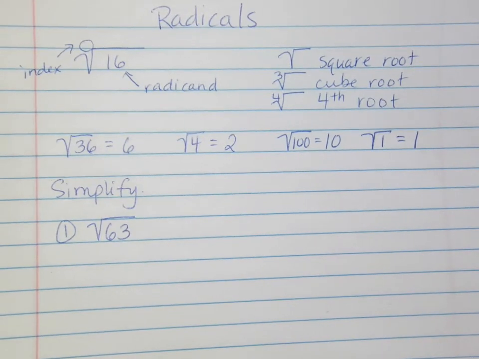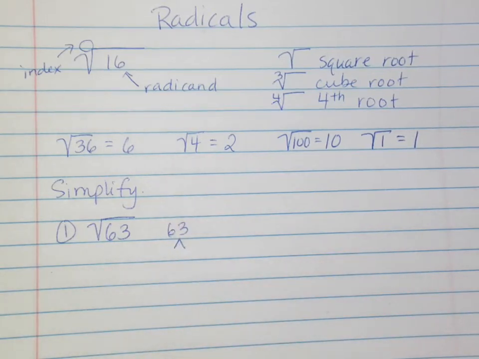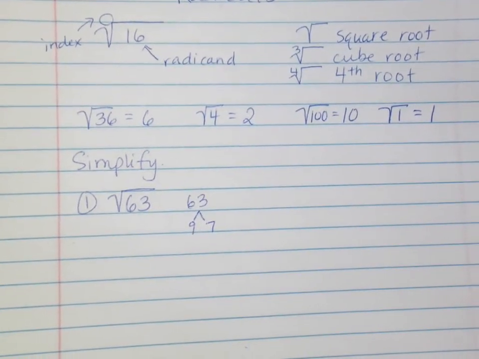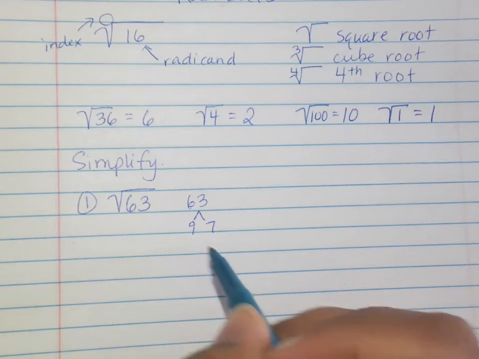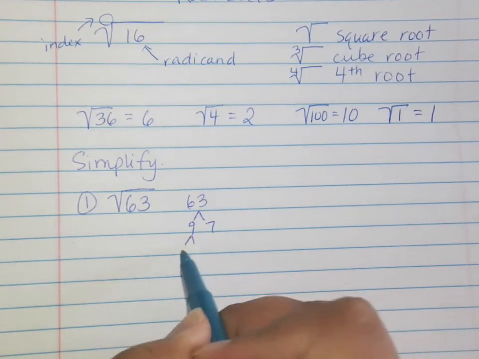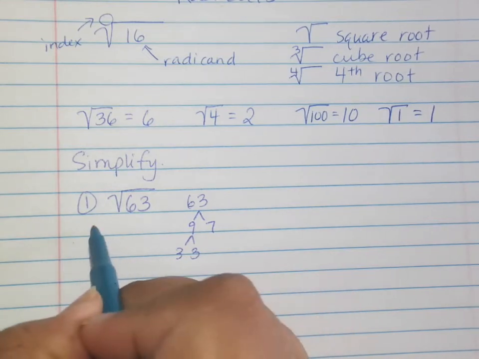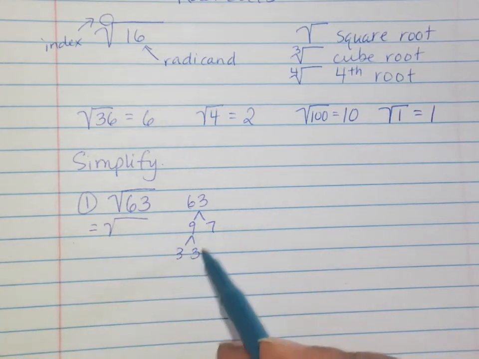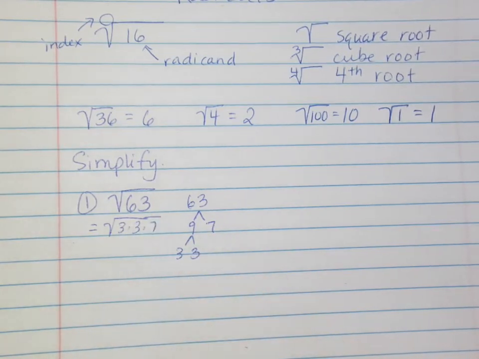We are going to use what we call the factor tree. So 63 breaks up into 9 times 7. We can't break up 7, but we can still break up 9 into smaller numbers. So 9 would be 3 times 3. And now I can't break down anything else. So I'm going to rewrite these prime numbers into my radicals. I have 3 times 3 times 7.